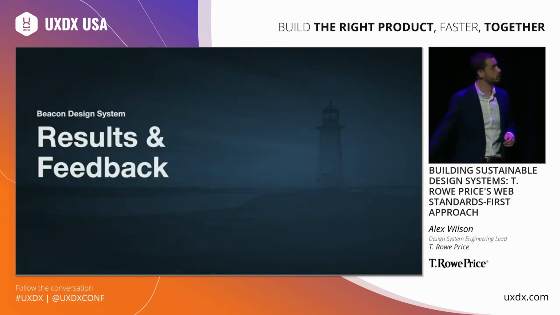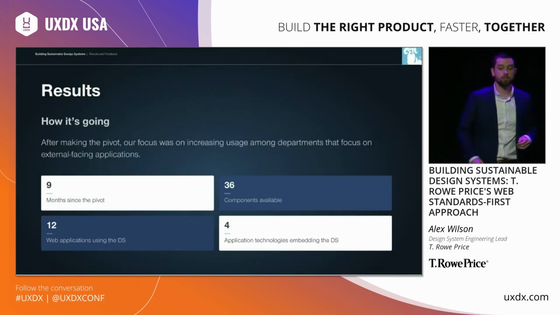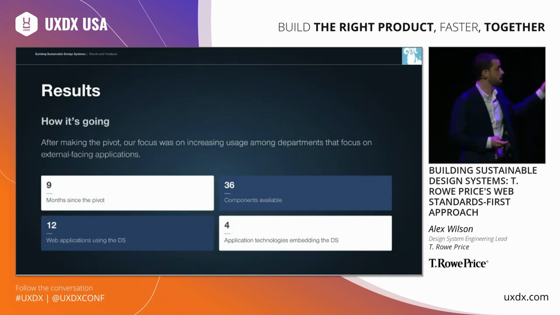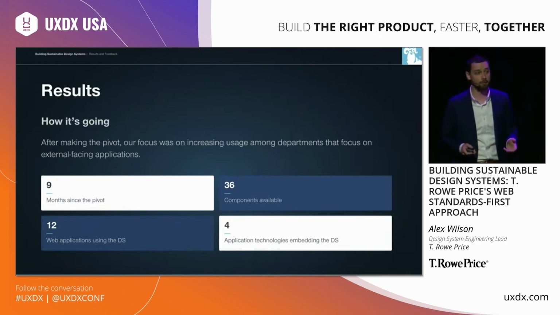And now for the results and feedback. So since we made this pivot, it's been about 9 months. During that time, we have made 36 components, and 12 web applications are using the design system. And I can say, actually, this morning I was looking at my email, and I saw that another consumer was actually added. So we're jumping up to 13 there.